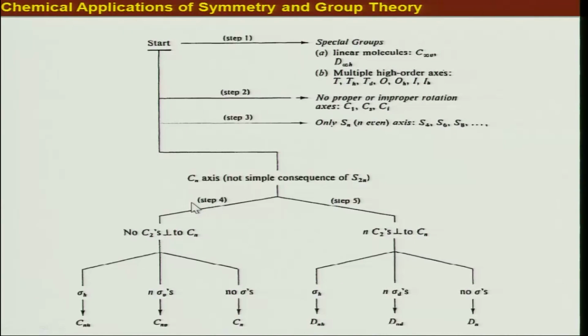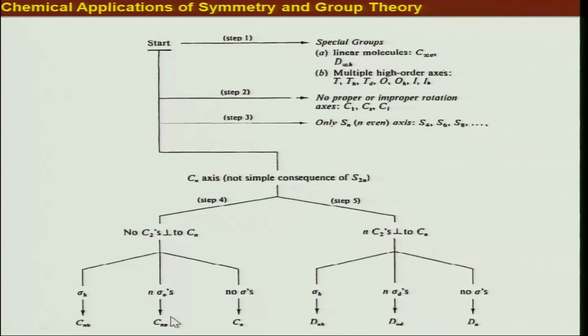Now let's follow the direction of step 4, where I have a C type of point group. Next I ask, do I have a sigma h? I know what sigma h is because we have discussed that. If the answer is yes, then I have a point group which is Cnh. If the answer is no, then I ask the next question, which is, are there n number of sigma v's? If the answer is yes, I have a point group which is Cnv.